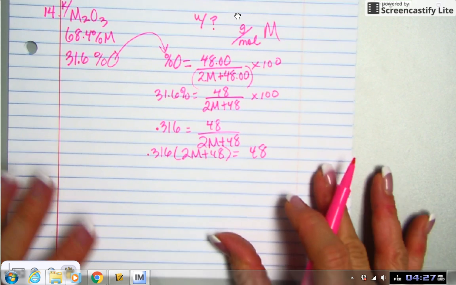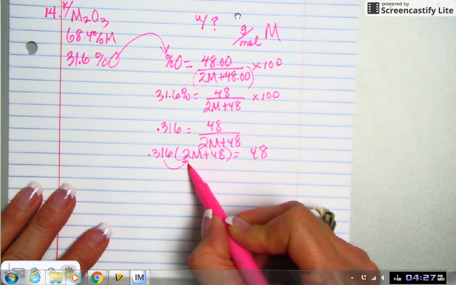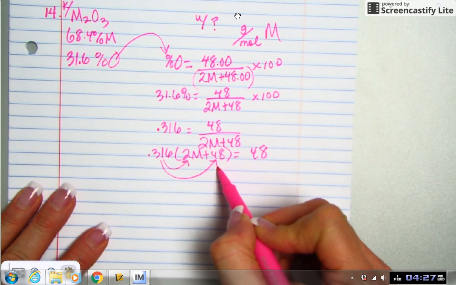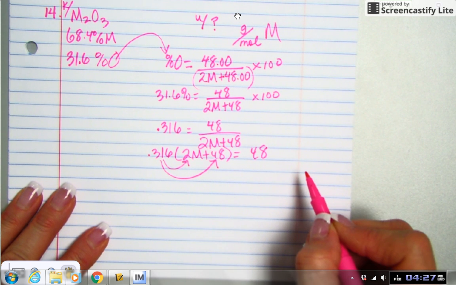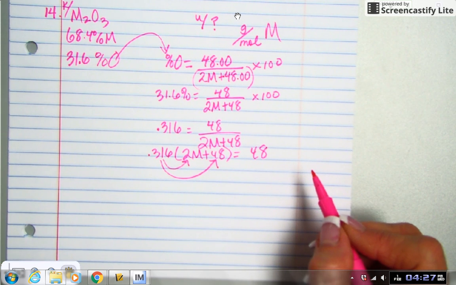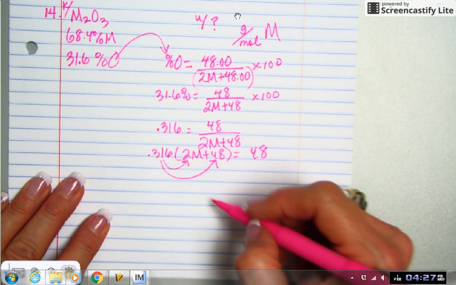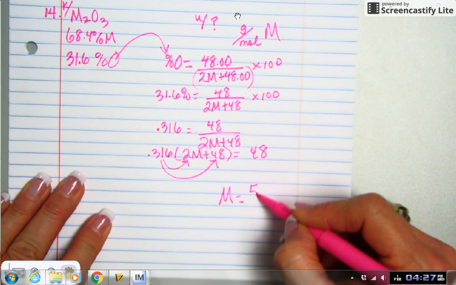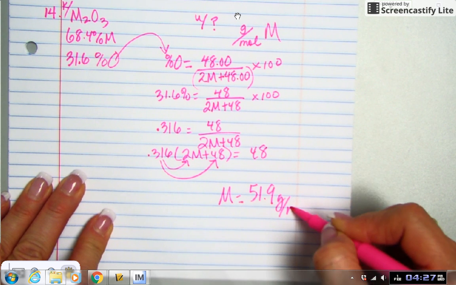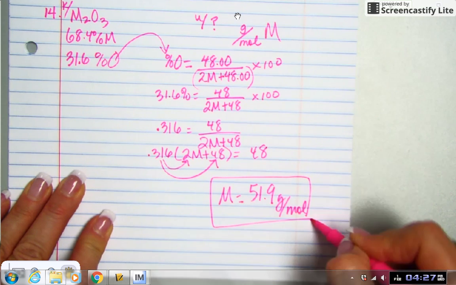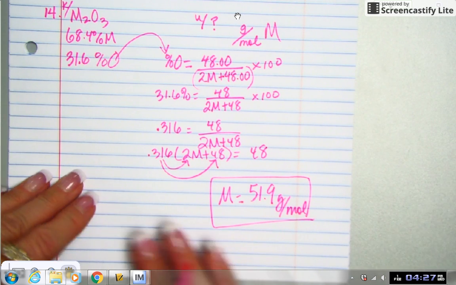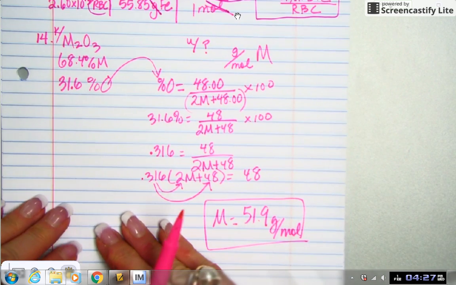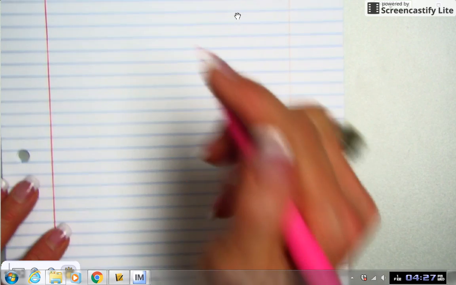I'm not going to finish it out completely here, but I'll talk you through it. You distribute that in, and then you collect your like terms and solve. And that's going to end up giving you, for the M when you're done, 51.9 grams per mole, because you're looking for the atomic mass of the metal. Okay, that's number 14. I'll let y'all do the algebra on that one. That should be enough information there.